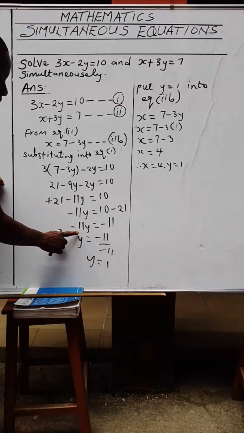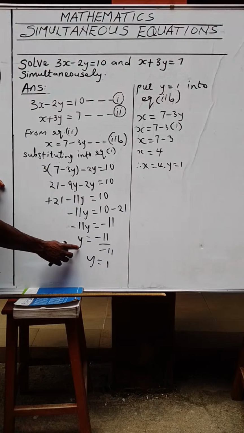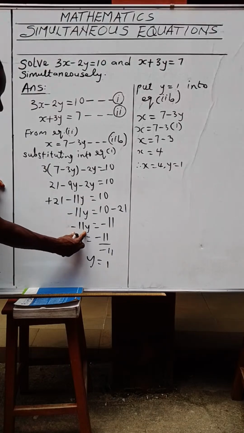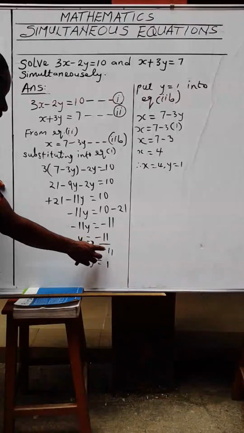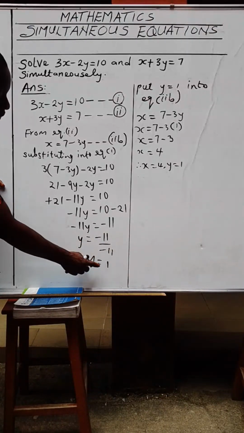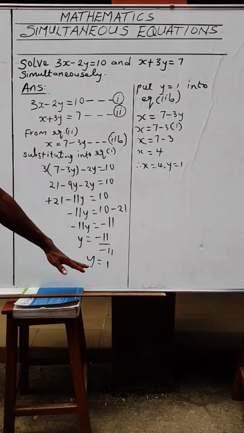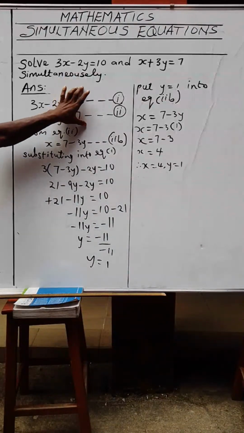Then we divide both sides by minus 11, because we have to find y, so we want y to be alone. Divide each side by minus 11. So 11 cancels 11, minus cancels minus. We are now left with 1. That is the value of y in this system of equations.